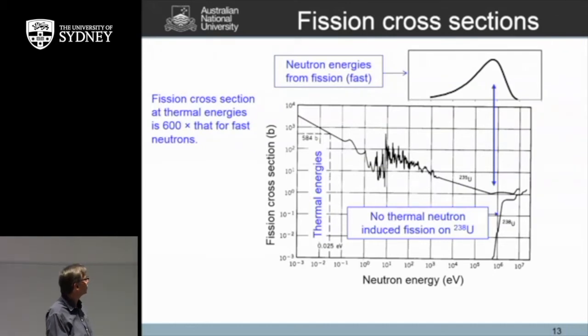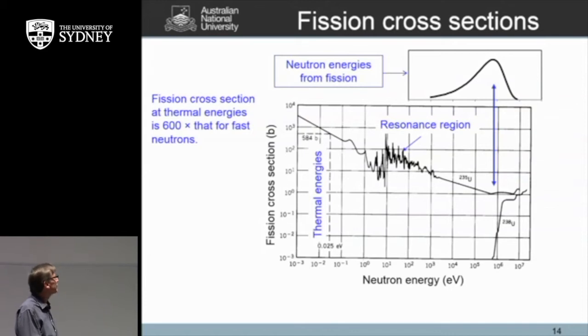fission on uranium-238, but on uranium-235, the cross-section for fission goes up by about a factor of 600. So if you can slow down these neutrons, you can increase their probability of inducing fission by a factor of 600. This is why the early reactors were thermal reactors, and the early reactors had to work with natural uranium, which is only 0.7% uranium-235.